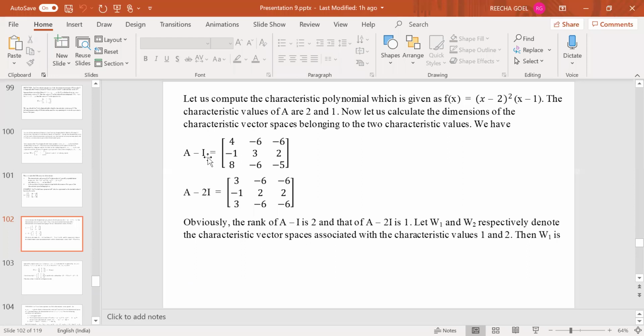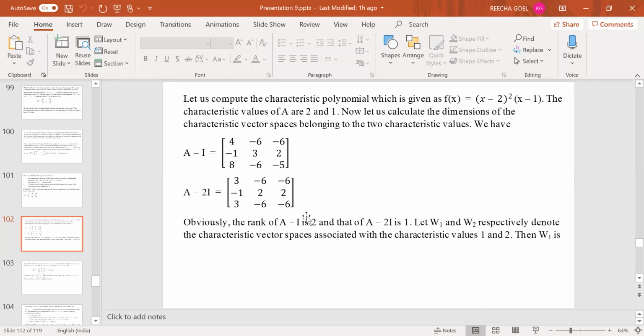Now, if I just look up the rank of A minus I, you can see that the rank of A minus I is 2. It means there is only one characteristic vector belonging to eigenvalue 1. Obviously the rank of A minus I is 2, and for A minus 2I it is only 1.